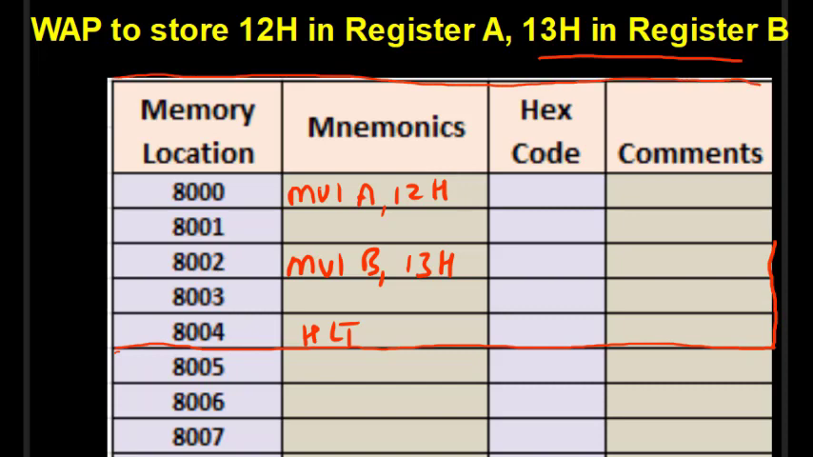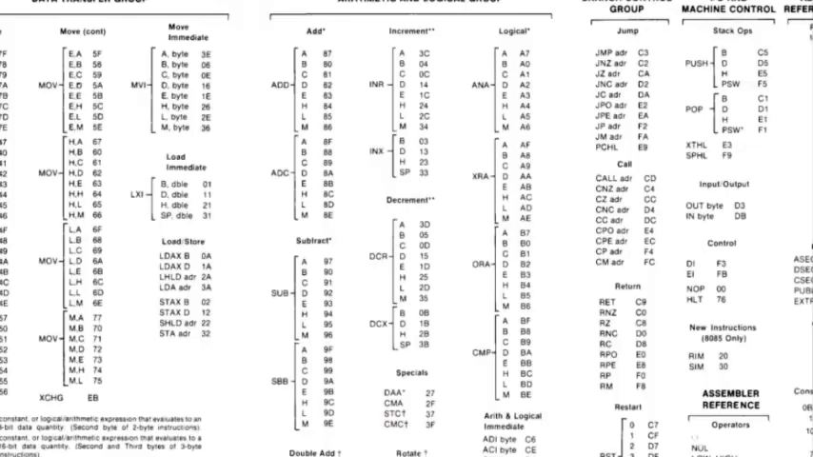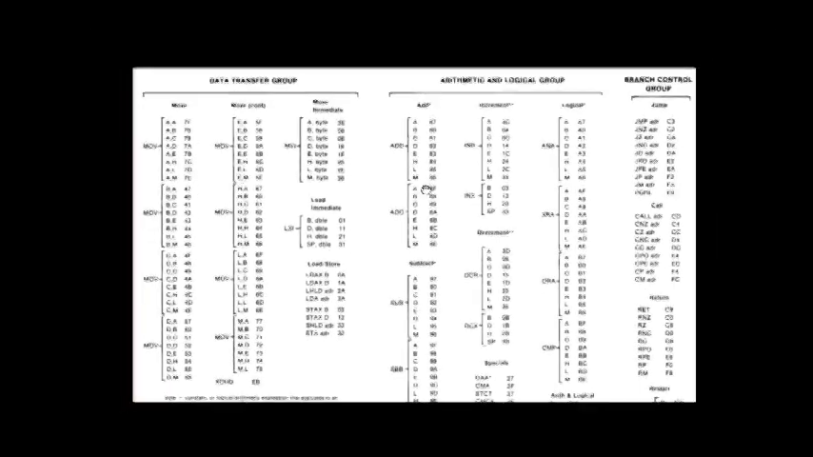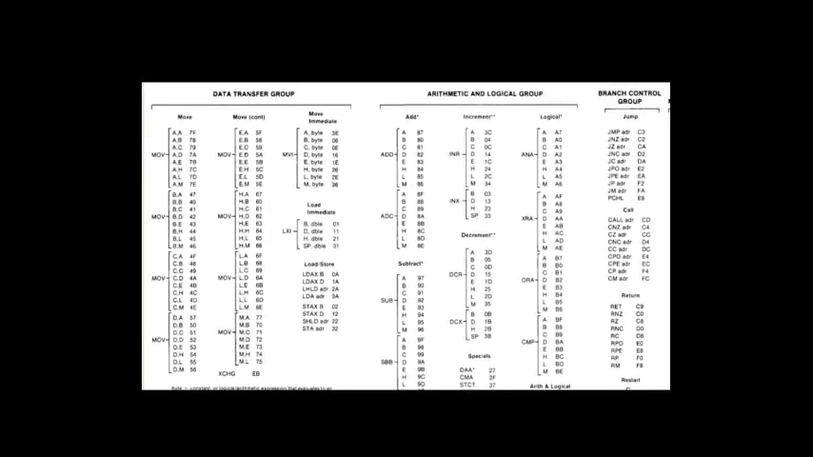For writing the hex code, we have a hex code paper. It's available on the net, and many simulators provide this. I'll show what the codes are for MVI A, MVI B, and HLT. So let us see the hex code. This is the hex code paper. As you can see, there are many opcodes given. These are the opcodes for data transfer, then arithmetic and logic, then branching, and so on. But now we are interested in the code for MVI A.